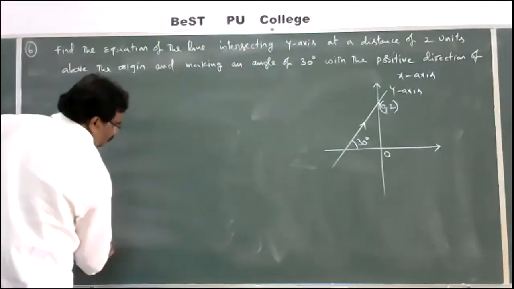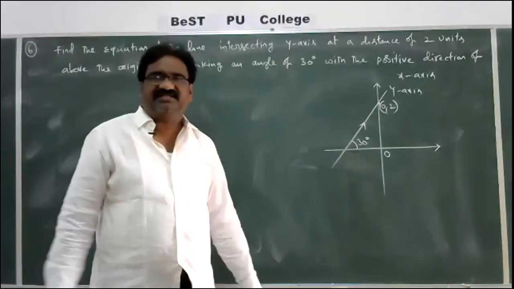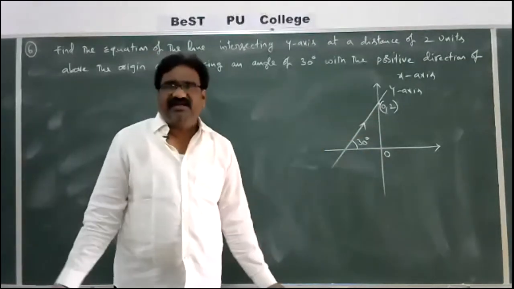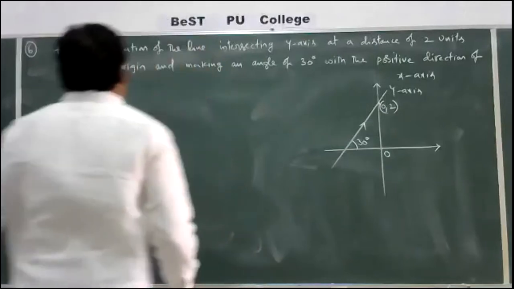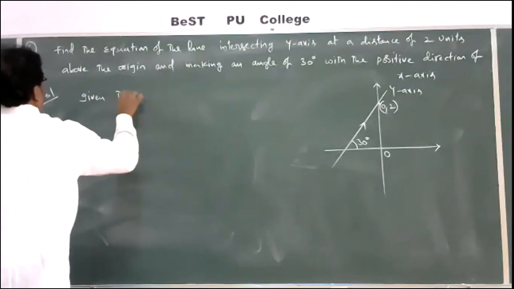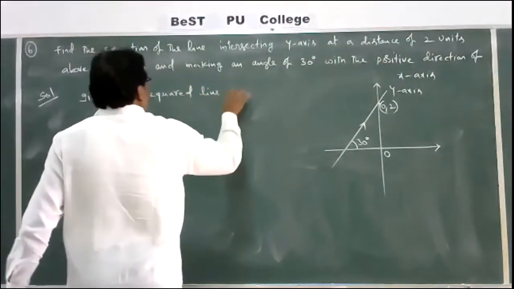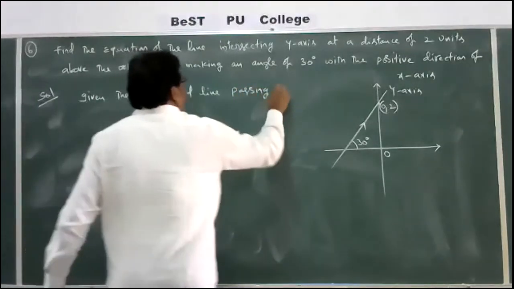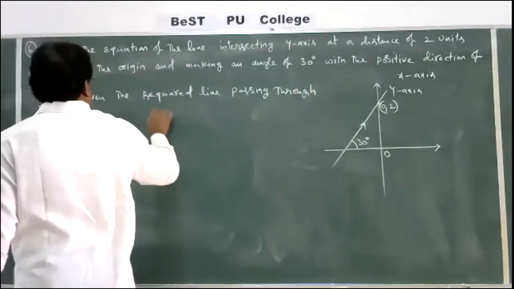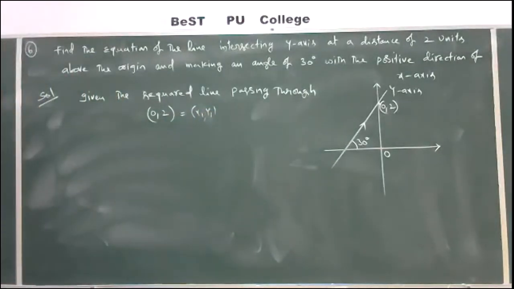So we know the inclination, then you find the slope of the line. You know the inclination theta is equal to 30 degrees, tan 30 degrees is the slope of the line, and passing through the point 0, 2, then find the equation of the line, right? Solution. Given the required line passing through 0, 2, that is x1, y1.